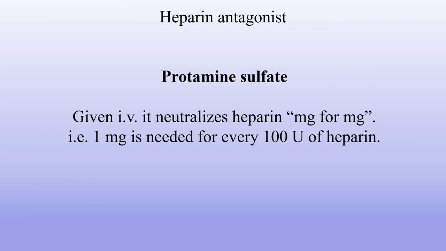Heparin antagonist. I would like to remind you once again that heparin has its specific antagonist, protamine sulfate. Protamine sulfate is given intravenously and it neutralizes heparin milligram for milligram. It means that 1 milligram of protamine sulfate is needed for every 100 units of heparin. Heparin is dosed in units of action.